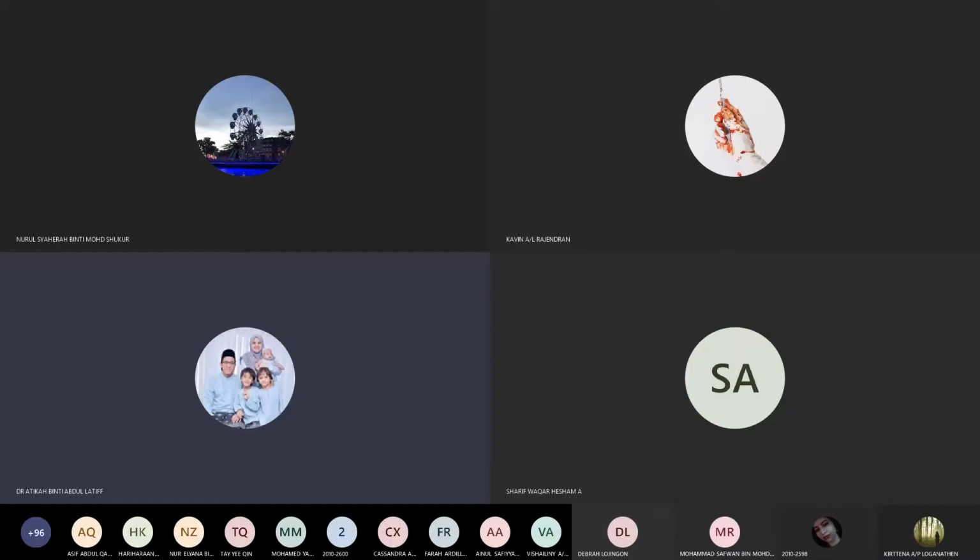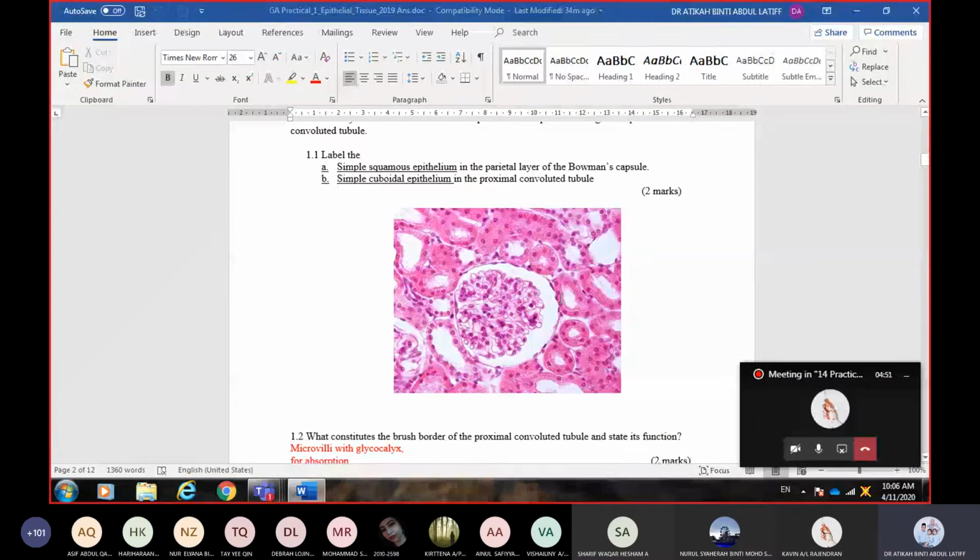is lined by a simple squamous epithelium here, a very thin layer of epithelium, which is the simple squamous epithelium, and you have a simple cuboidal epithelium here in your proximal convoluted tubule. You can see its cuboidal shape here as well.